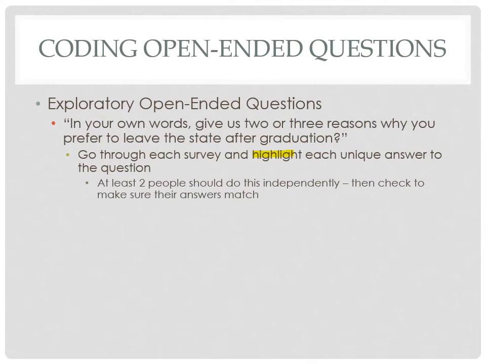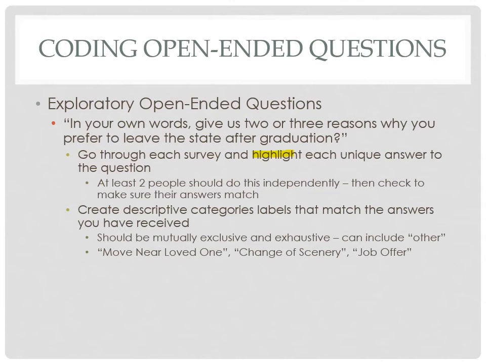Once you've highlighted all the unique answers that you saw, you need to go through all of those unique answers and look for patterns. All right, so did people tend to give similar kinds of responses where you could then categorize those kinds of responses? All right, so for example, to this question, why you might prefer to leave the state after graduation, you might see answers about, I want to move to live near my parents or my sister or my boyfriend or girlfriend or my best friend. All right, so there's some person who lives somewhere and they're deliberately leaving the state to move near that person.